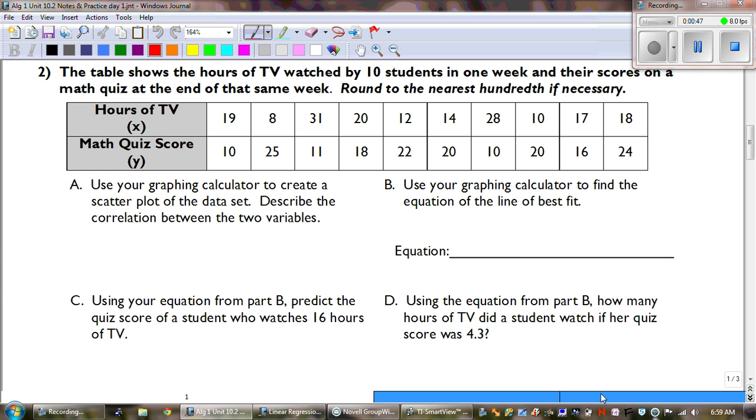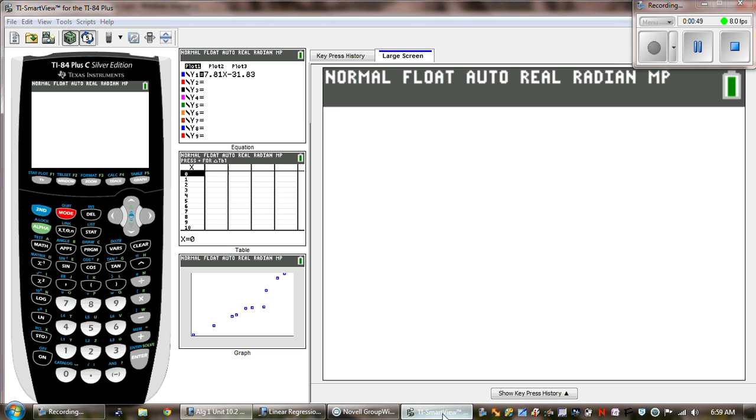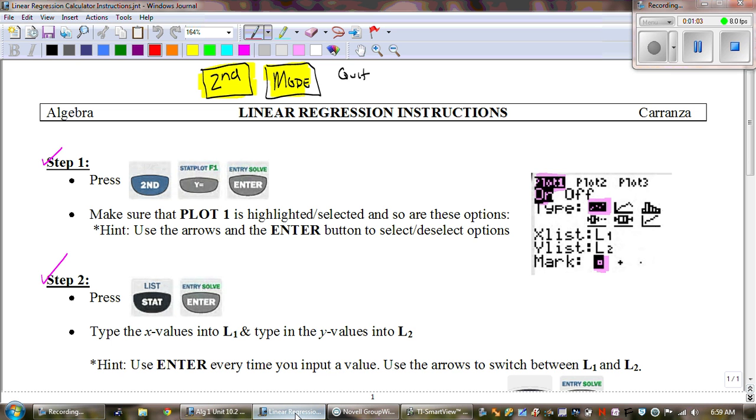So we need to have our TI-84s in front of us. This will also work on a TI-83, and if you have questions on that, please come see Ms. Carranza or myself. I've got my worksheet in front of me too, and the other thing that we need are the directions on what to do.